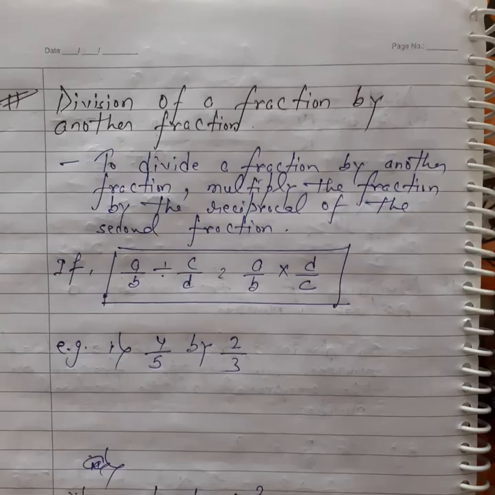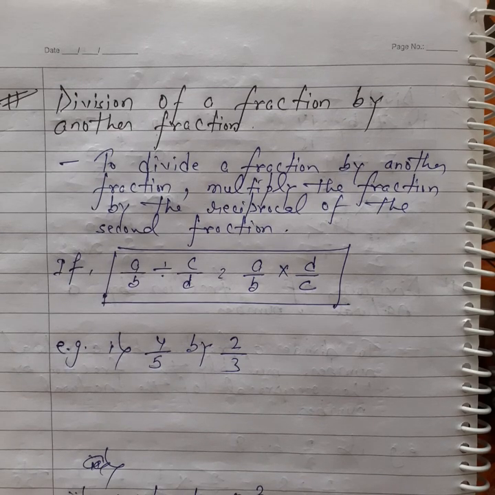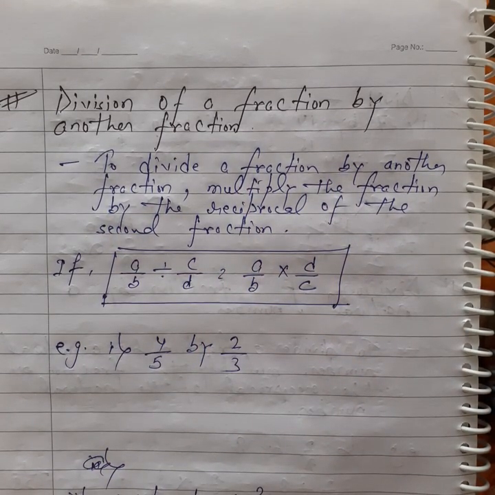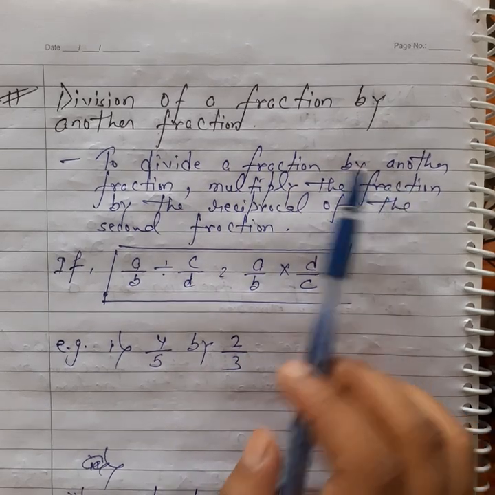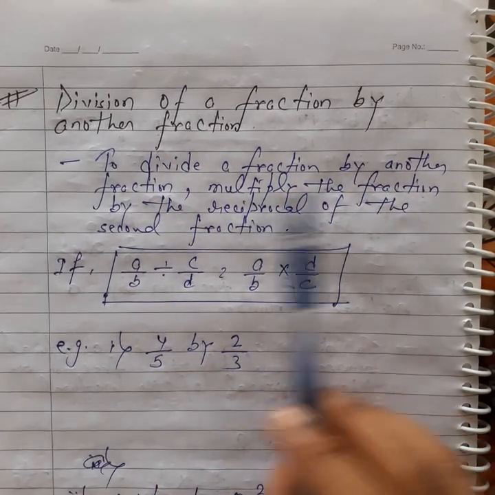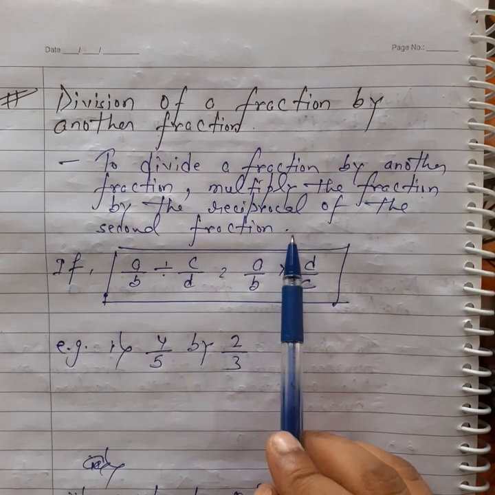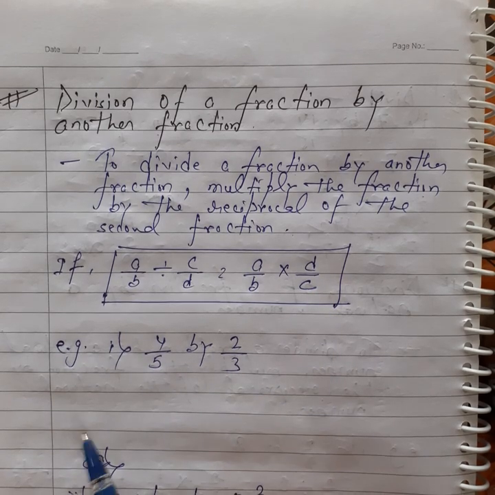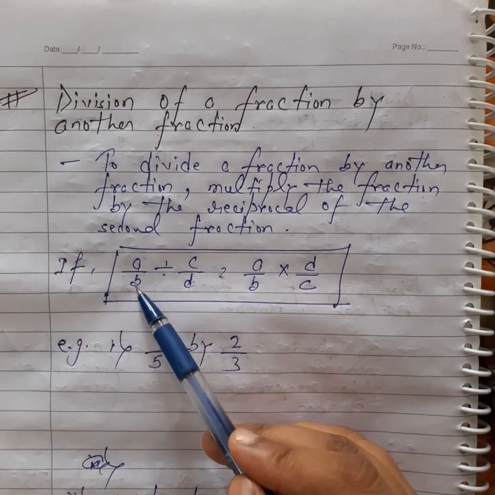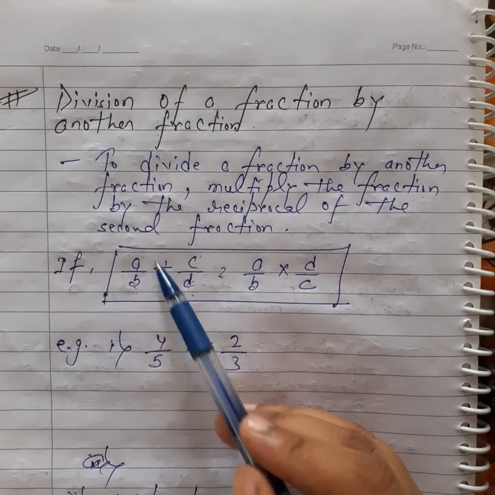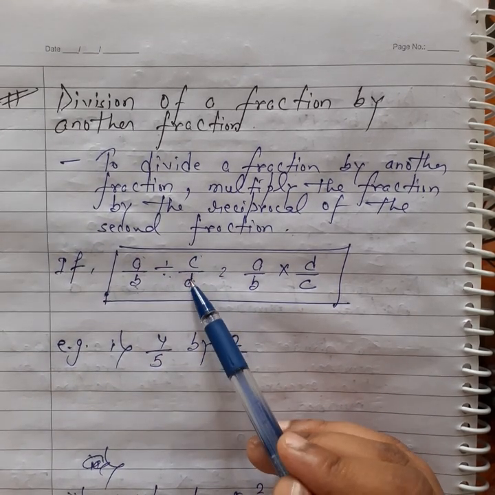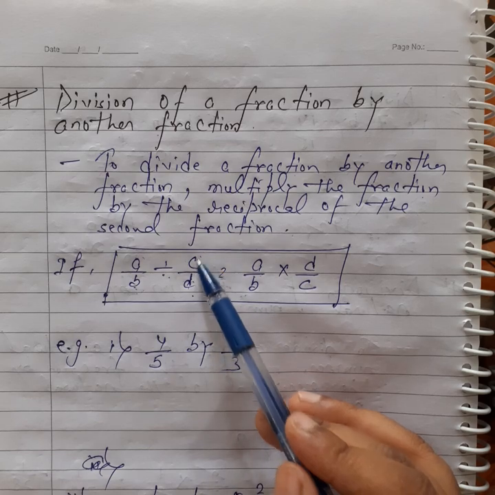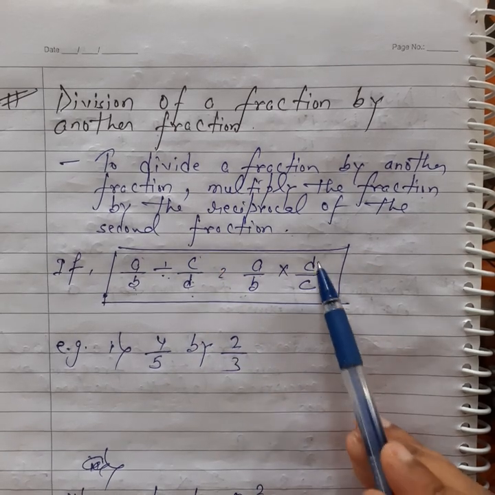Now we learn how we divide a fraction by another fraction, that is division of a fraction by another fraction. What we have to do? To divide a fraction by another fraction, multiply the fraction by the reciprocal of the second fraction. We have to multiply the first fraction with the reciprocal of the second fraction. Here we have two fractions, a by b divided by c by d. This is the first fraction and this is the second fraction. So we multiply the first fraction with the reciprocal of the second fraction, c by d. So the reciprocal of c by d becomes d by c.